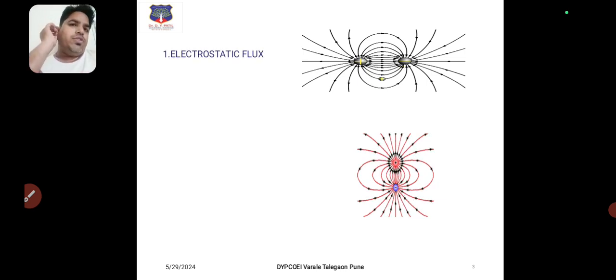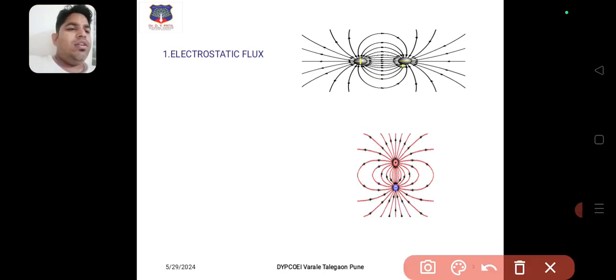First is the electrostatic flux. We know that an imaginary force is always present between the positive and negative charge, and the positive charge is always directed outward, towards the negative, as shown in the diagram. These imaginary lines are called the electrostatic flux.